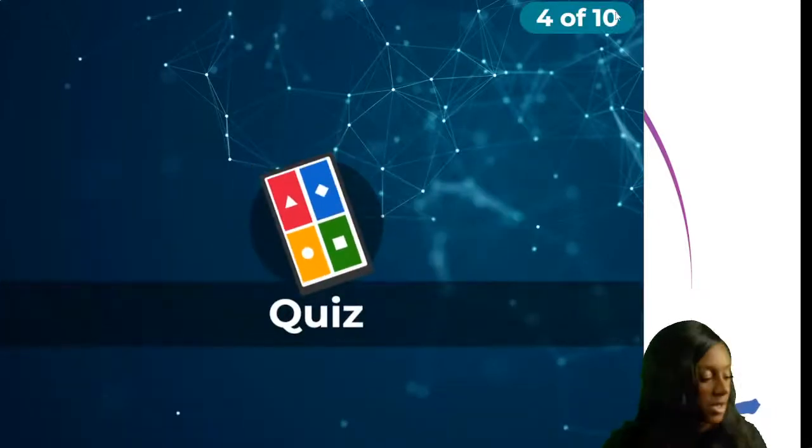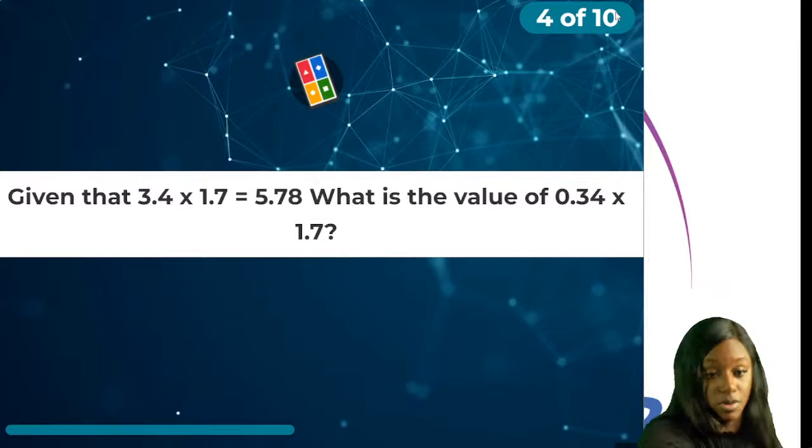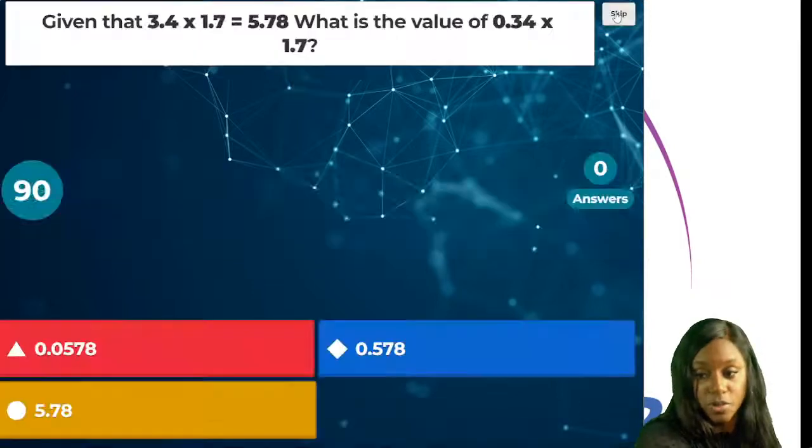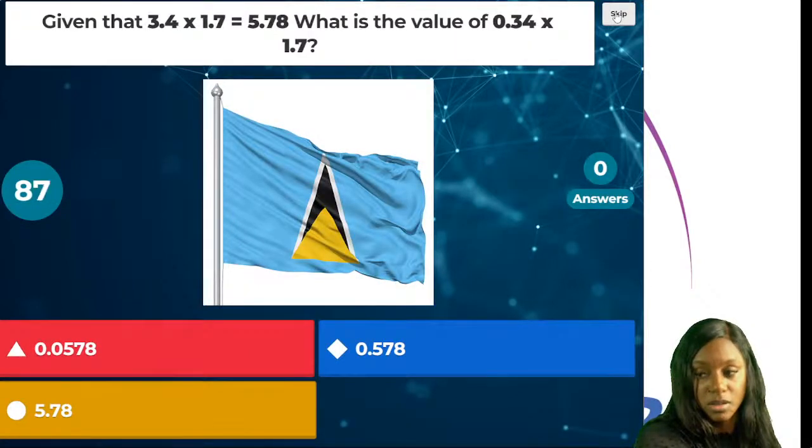Here's a very similar question because I really want you all to understand this concept. So again, count your digits in your question to know where the decimal point goes. Count your digits after the decimal point, that is.